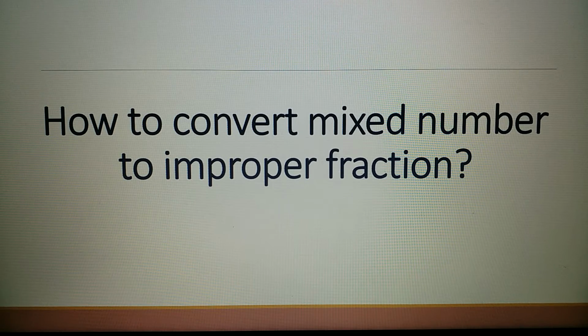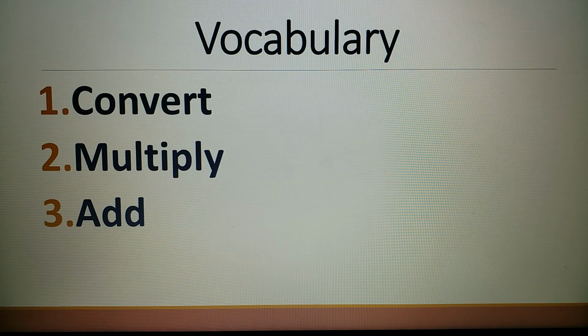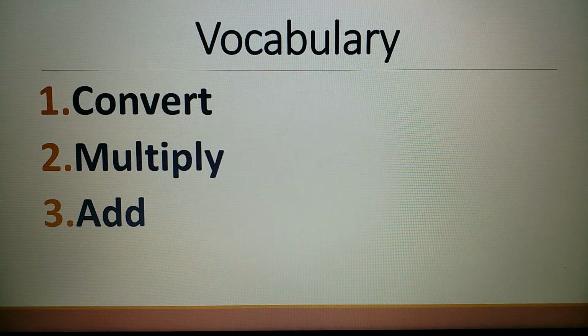Now let's have our new lesson for today, which is how to convert a mixed number to an improper fraction. When we say convert, it means change. You're going to change a mixed number into an improper fraction. We have three vocabulary words: convert, multiply, and add. That's what I've said, when we say convert, change, or simplify.